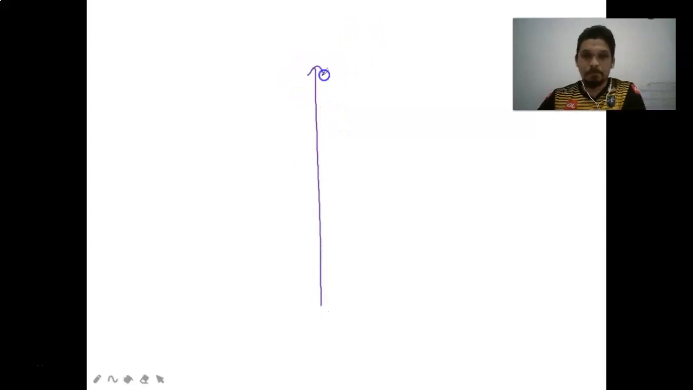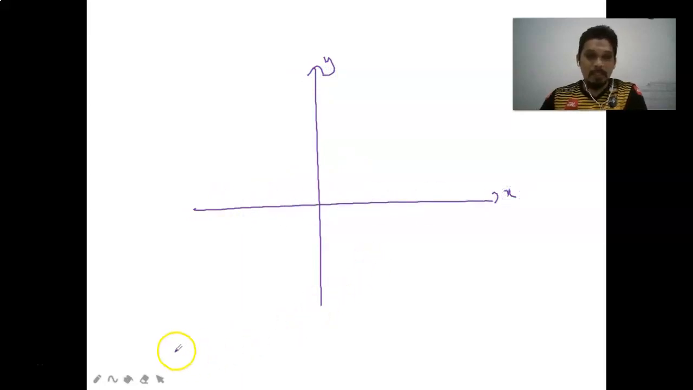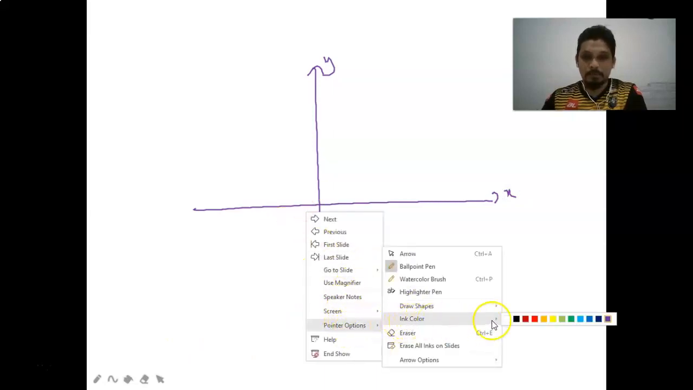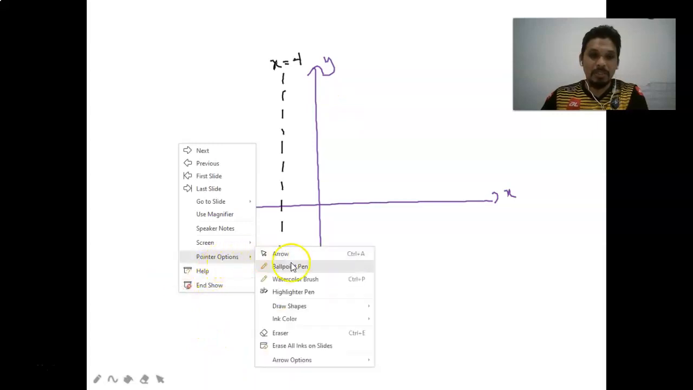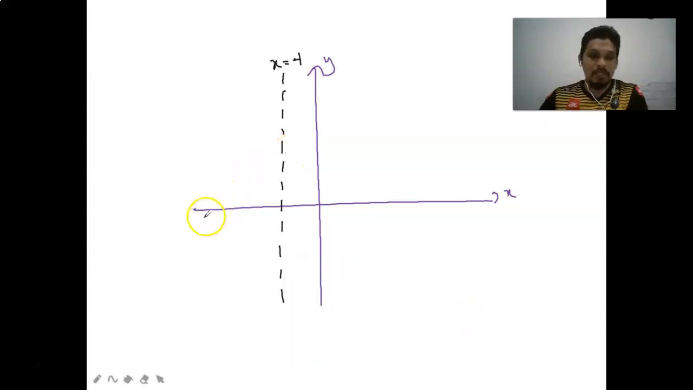Okay, now x equals negative 1. Then according to the explanation just now, the graph will be something like this.